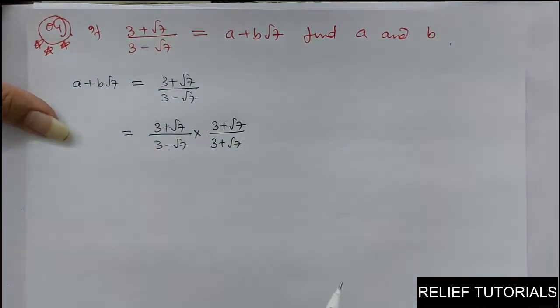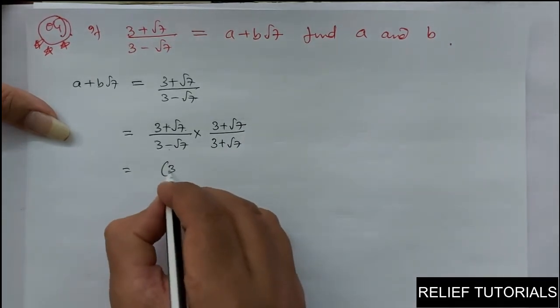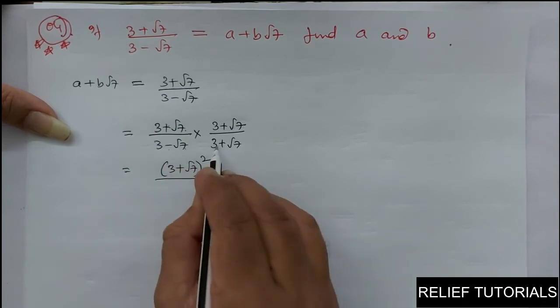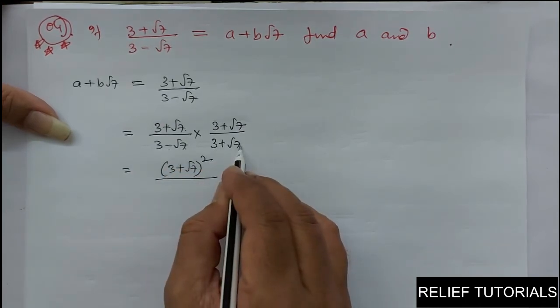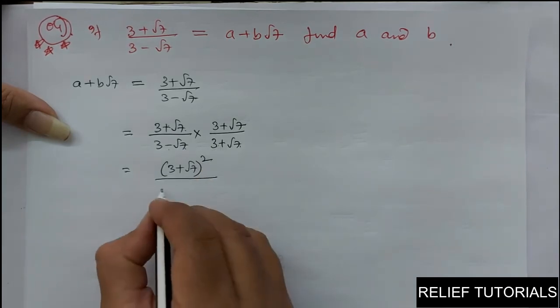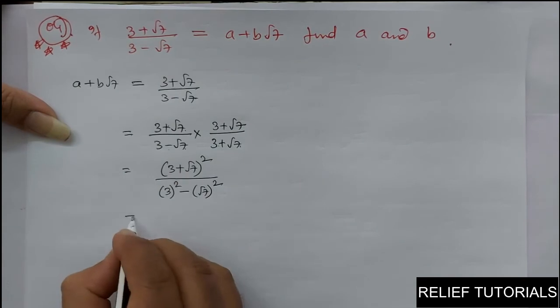Have you got it? Now, 3 plus root 7 into 3 plus root 7. So 3 plus root 7 the whole square upon a minus b, a plus b. So a square minus b square. So 3 square minus root 7 the whole square.